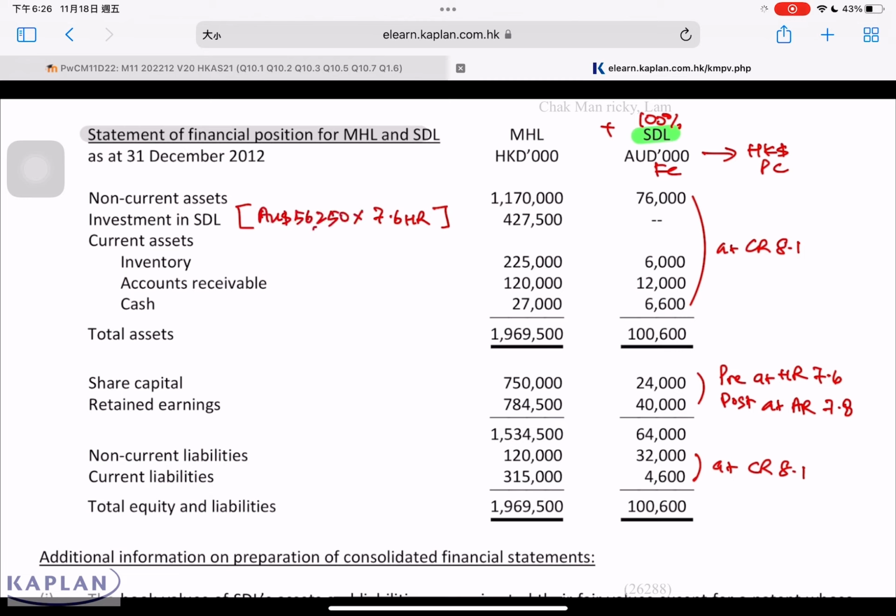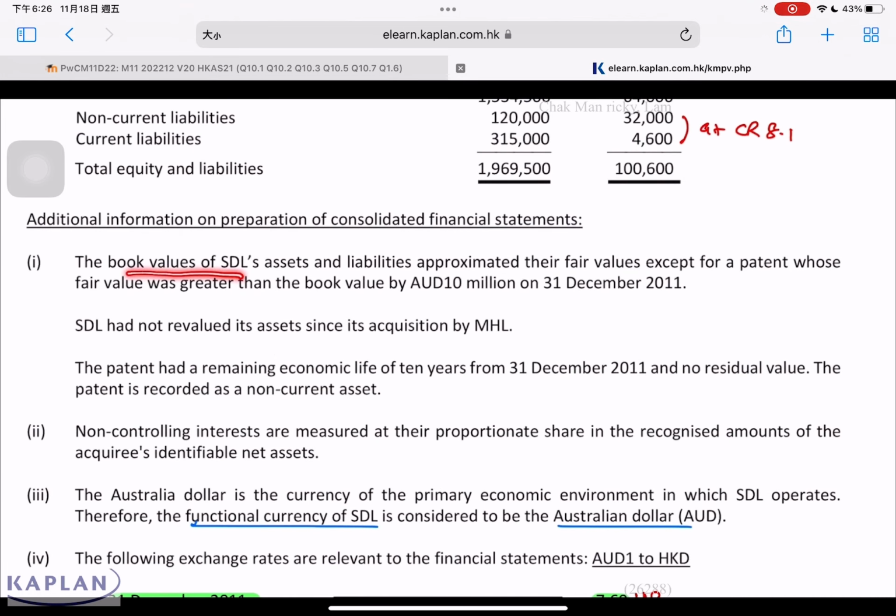This investment cost of 427,500 is recorded at the spot rate, that means the historical rate. In Australian dollar terms it is 56,250. We need to know this because we have to calculate goodwill. The book value of STL's assets and liabilities approximate their fair value, except for a patent, an intangible asset, whose fair value was greater than book value by $10 million at 31st December 2011. We need to increase this by $10 million. This increase is considered as a pre-acquisition adjustment.